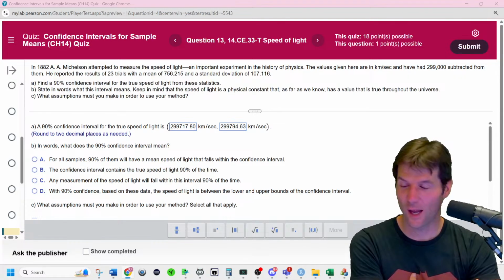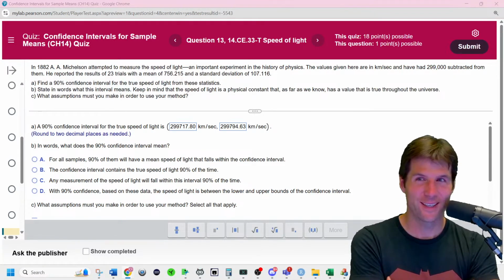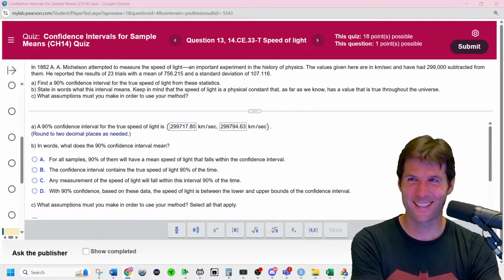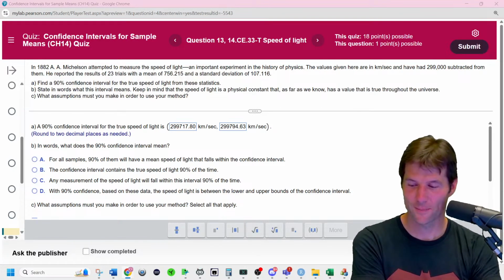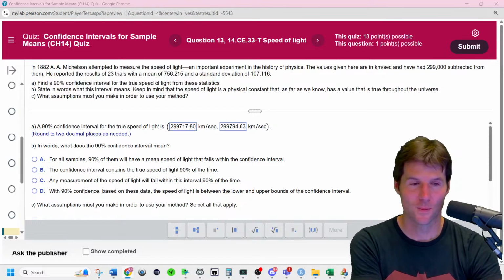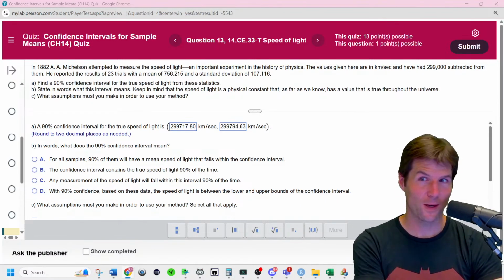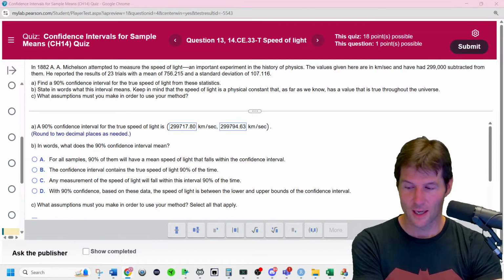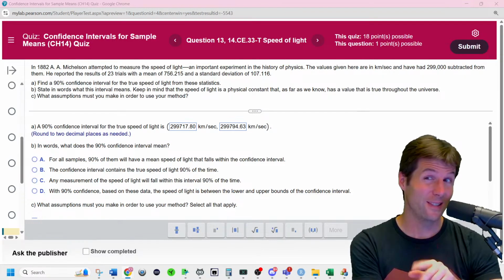Any guesses? A, B, C, or D? I am 90% confident that the true mean speed of light is contained in the interval blank to blank. Which of these sounds right? And on the test, you have to write it out. So that's where people get stuck. A or D? And so in good answers, it is D.